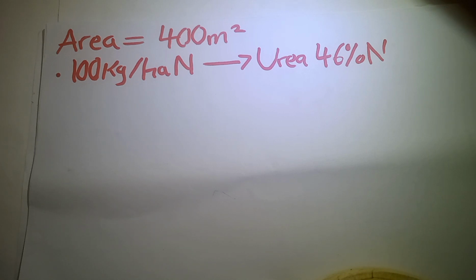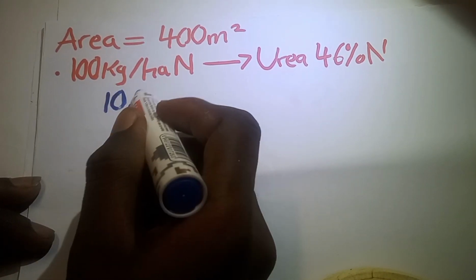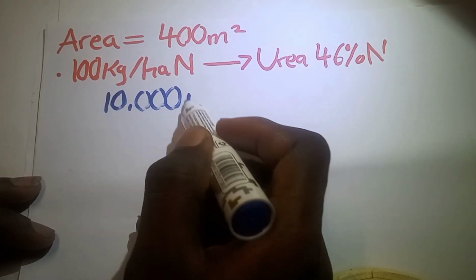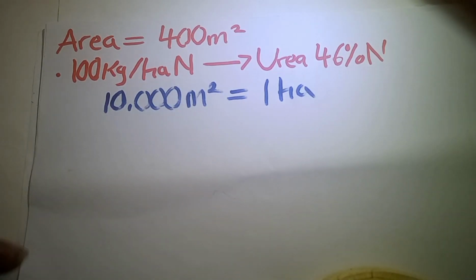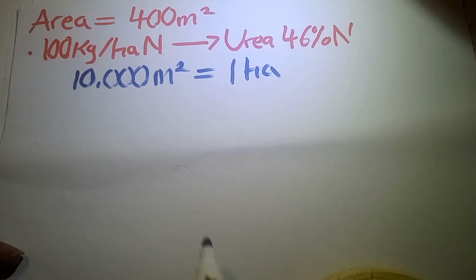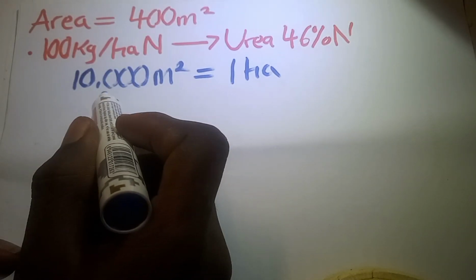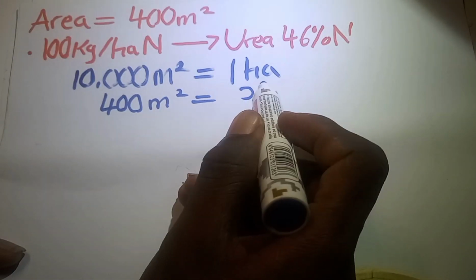From your unit conversion, don't forget that 10,000 meters square will give me 1 hectare. So if 10,000 meters square gives me 1 hectare, how many hectares will I get from 400 meters square? That's what I'm going to be doing. 400 meters square is equals to x.